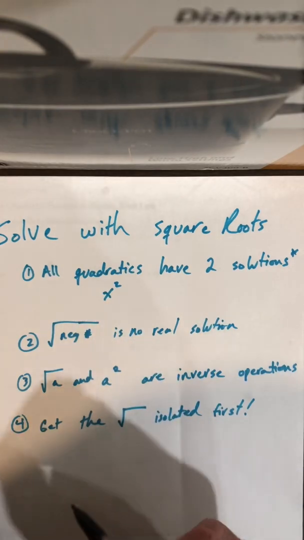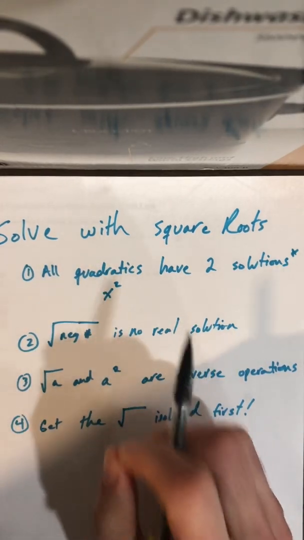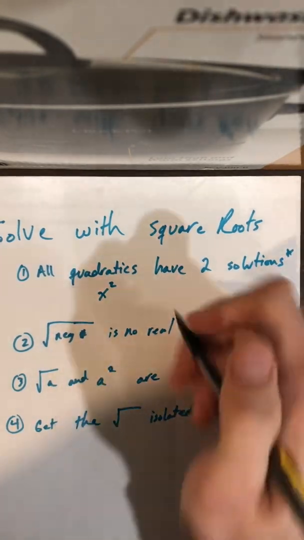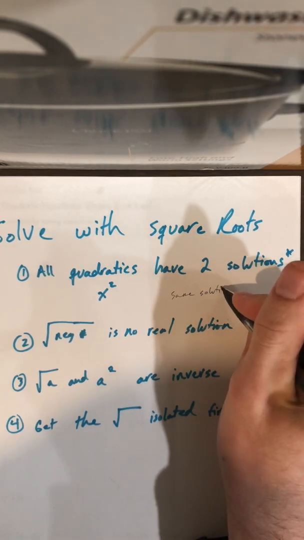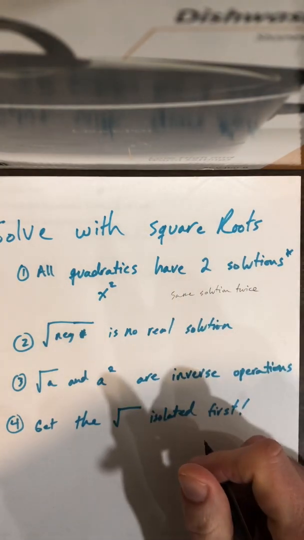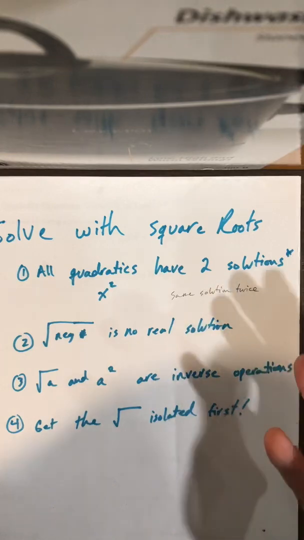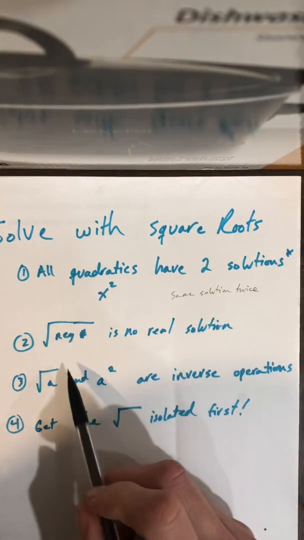And so when you do this worksheet, if you have one solution, you are most likely missing something. I put an asterisk here because you can have the same solution twice. And if you have the same solution twice, there's no real reason to write it down more than once. That's just like having one solution. But typically you'll have two solutions.